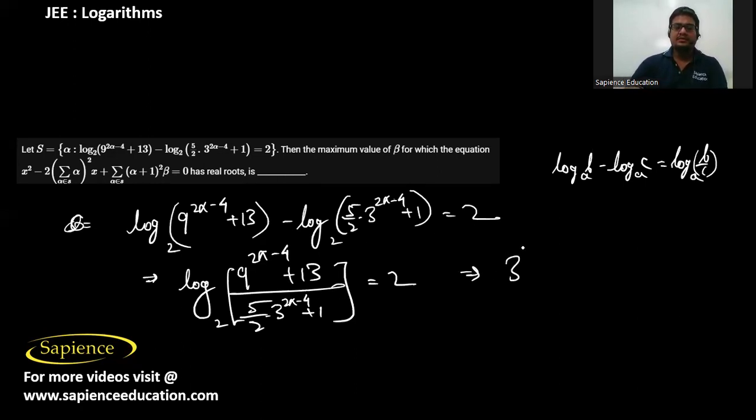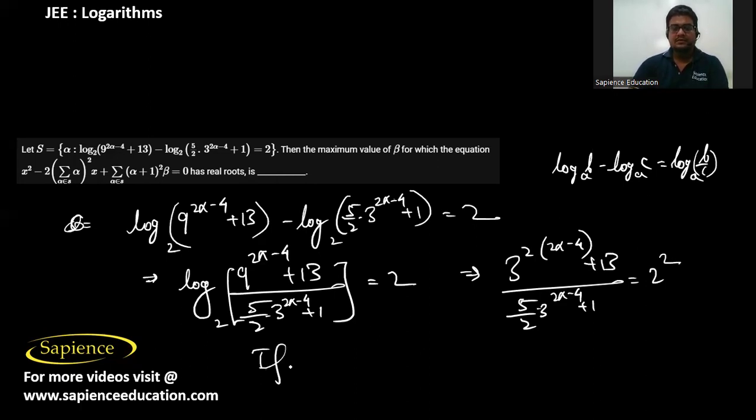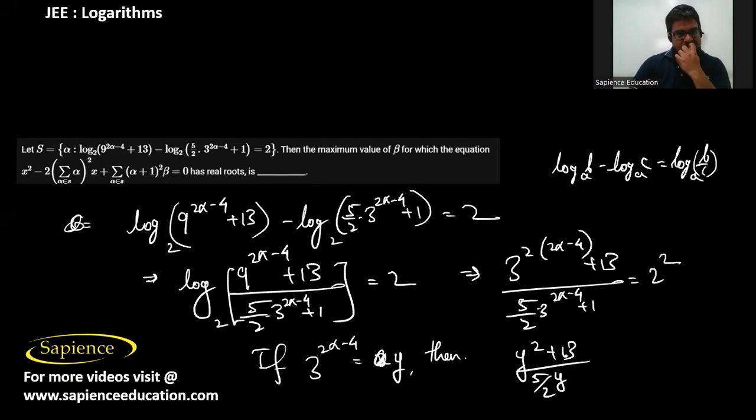So 9 means 3 square, so 3 power 2 into 2 alpha minus 4 plus 13 by 5 by 2 into 3 power 2 alpha minus 4 plus 1, that will be equal to 2 power 2, that is 4. Now if we take 3 power 2 alpha minus 4 as, let's say, y, then we can say that this will be y square plus 13 by 5 by 2 y plus 1, that will be equal to 4.